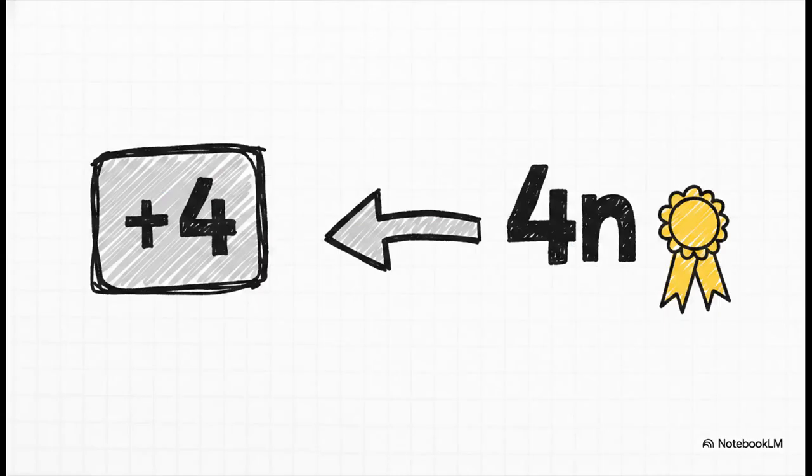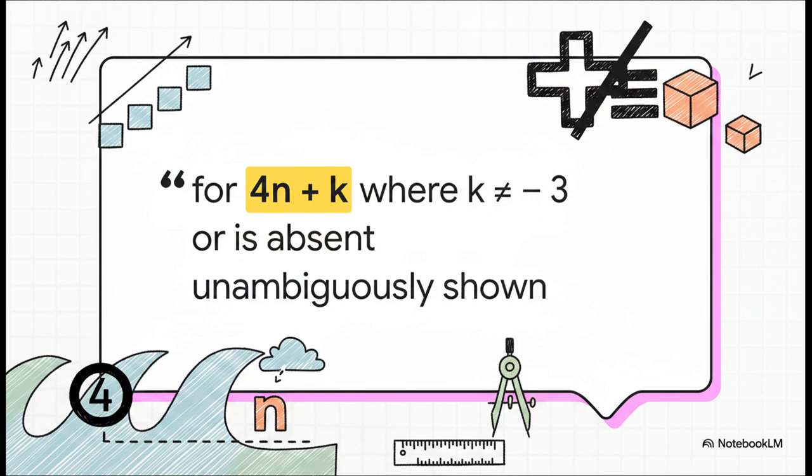And because that common difference is 4, here's the rule. The expression for the nth term is going to start with 4n. It's that simple. And just by figuring that out, we're already on our way to getting the first mark. In fact, let's look at the exact wording from the mark scheme. It says you get 1 mark, what they call a B1 mark, for 4n plus k, and then some extra conditions. What that basically means is, if you just write down 4n, you've shown the examiner you know what you're doing, and boom, you're halfway there. You've got 1 mark in the bag.